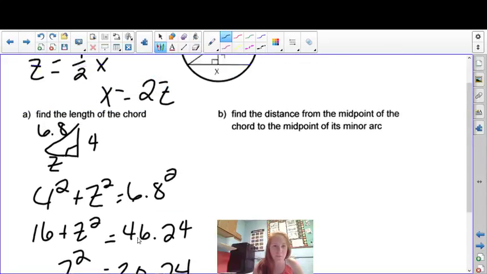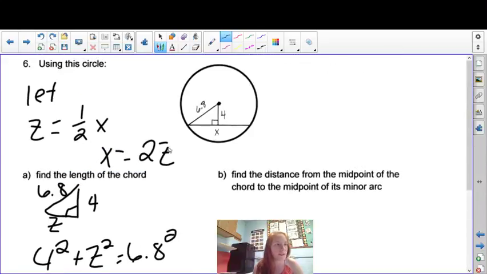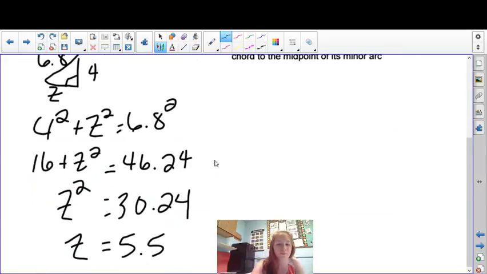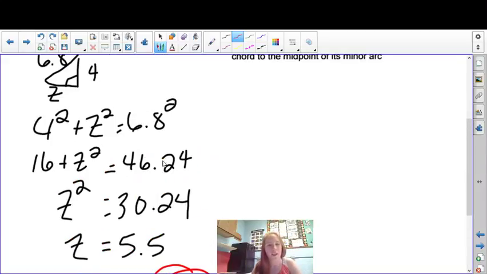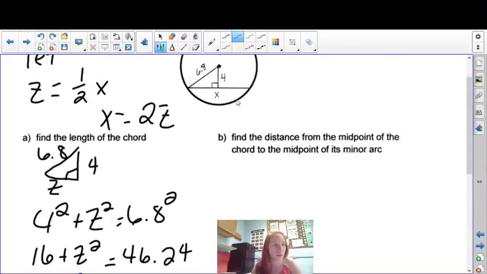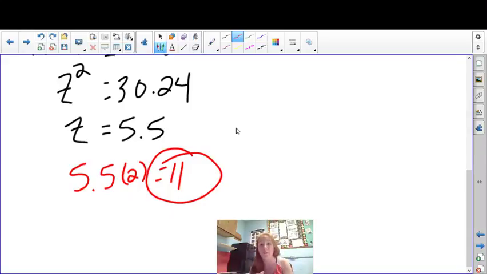Now I found Z, but Z is only half the distance, so I need to go back and take him times 2. Oops, not Z again. Which means X is equal to 11 units. And again, there's no measurement, there's no centimeters, inches, there's no units, so it's just 11.